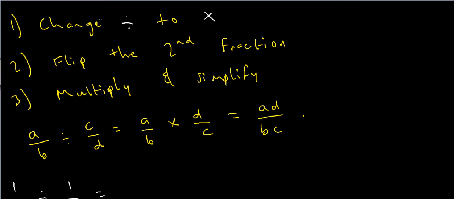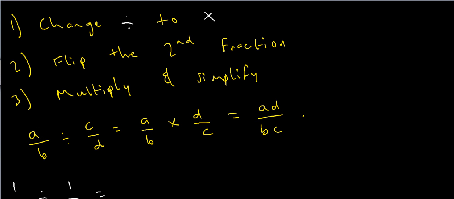The first step says to change the divide sign to a times sign. So we change the division sign to a multiplication sign. The second step says we've got to flip the second fraction. So we've got to invert the second fraction. And the third one says we've then got to multiply and simplify. So let's see what this means.